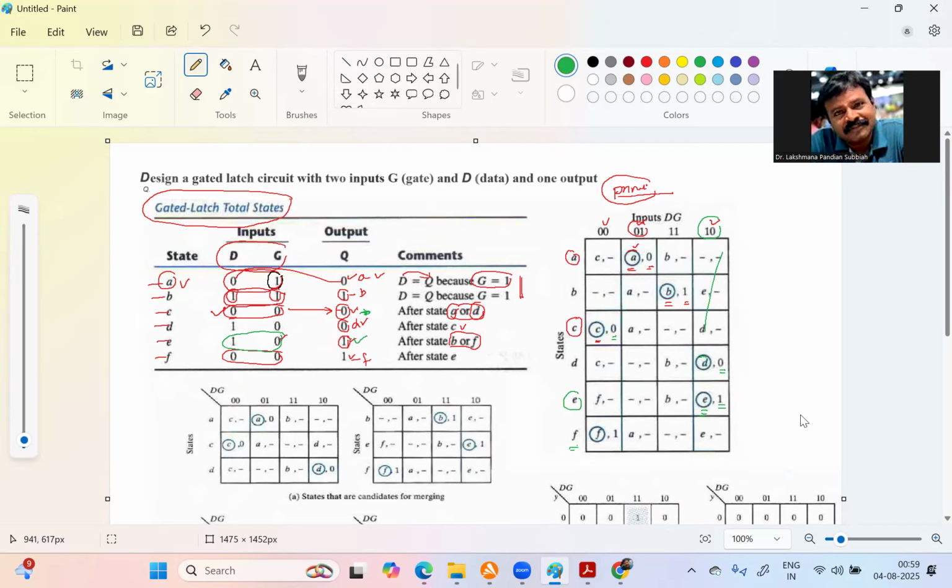Right? Then F. For F you have 0, 0. The state is 0, 0. So after 0, 0, you put F and put a circle 1, right? So wherever you are putting the circle is a stable state, right? Now you have to fill the other parts. How do you fill it?